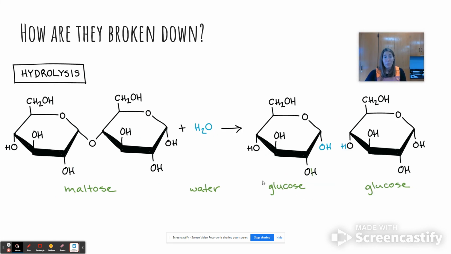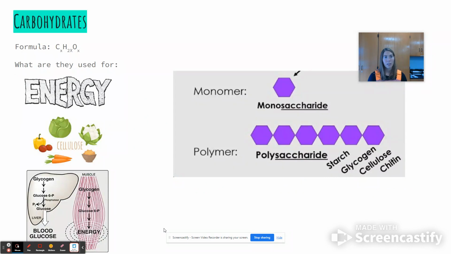How are they broken down? Well, they have to be broken down because remember, your cells do not thank you for the cheeseburger that you ate. They thank you for all of the monomers, all of those amino acids, those fatty acids, those monosaccharides that you get from your food. So when we add water to a polymer, we break it back down into its original monomer. So you can see the reverse happening here.